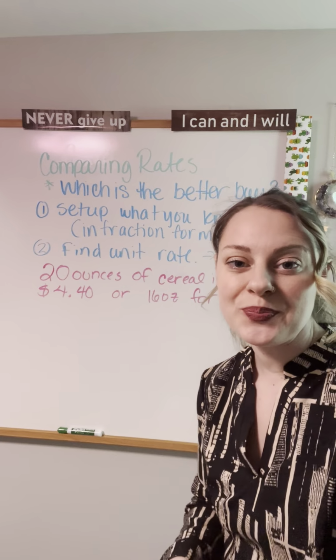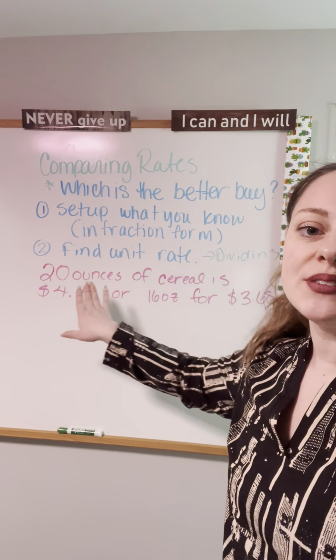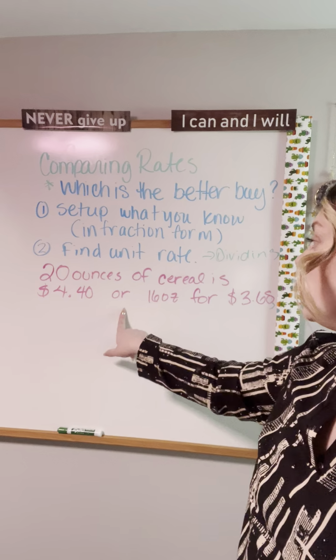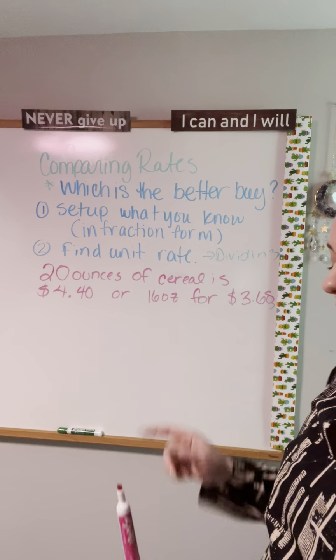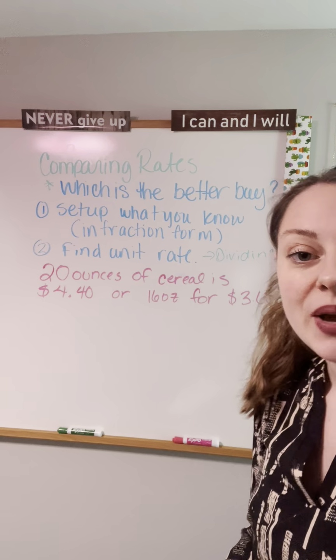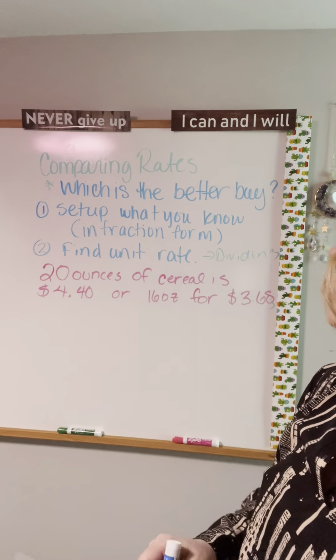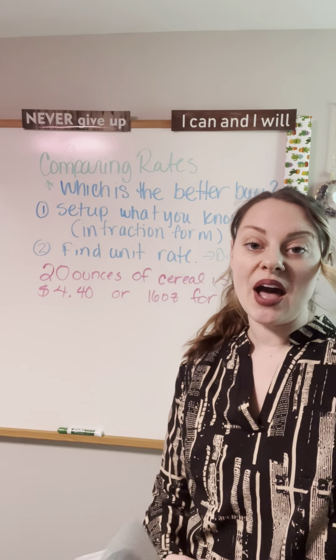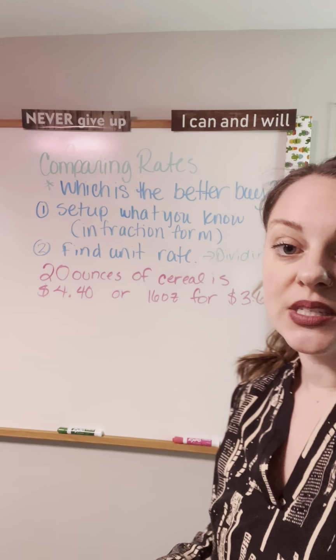All right, here's our last practice question. So I have 20 ounces of cereal for $4.40, or 16 ounces of cereal for $3.68. So here we go. I'm going to do one at a time. I'm going to set up what I know in fraction form. And remember, I want to find out how much 1 ounce of cereal is.